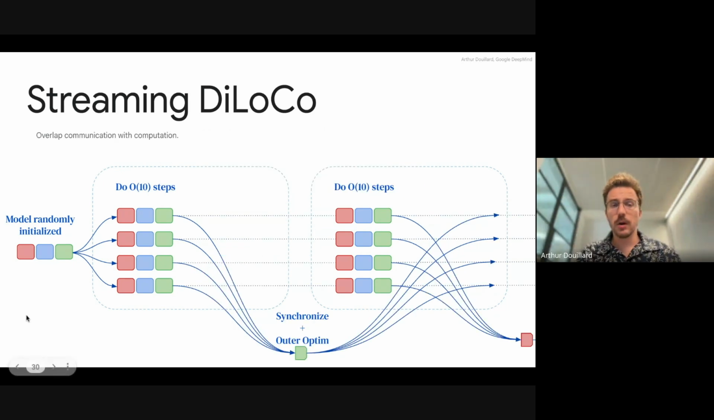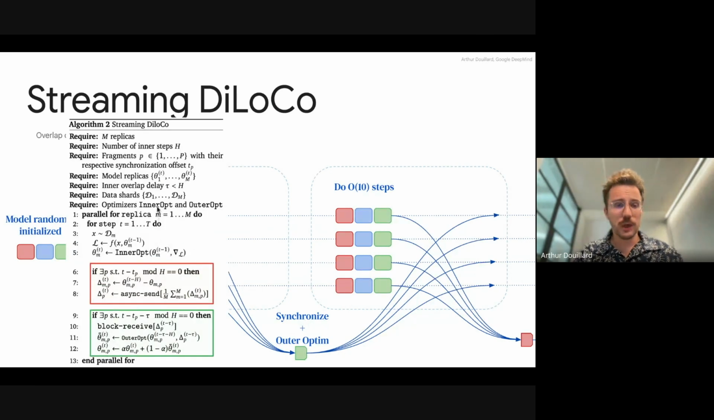So then we can do an overlapping, where the idea is that when we communicate that outer optimization, we don't actually block. Once in a while, we do 10 local training steps. We compute the outer gradients for the layer green. We communicate it, but we don't actually wait for the communication to finish. We continue to do local training, and then we replace it.